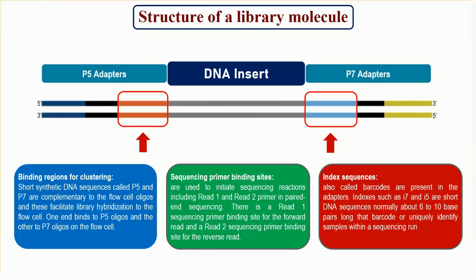Index sequences are important because they allow multiple samples to be sequenced together in a single run and later separated during data analysis. This process is called multiplexing. In this example, two indexes are present, signifying a dual index library. If there is only one index, the library would be a single index library.